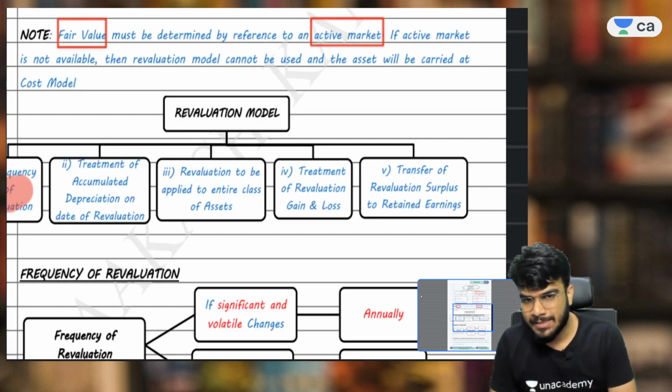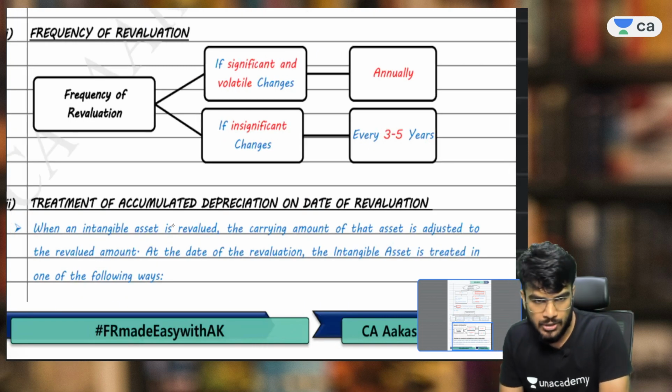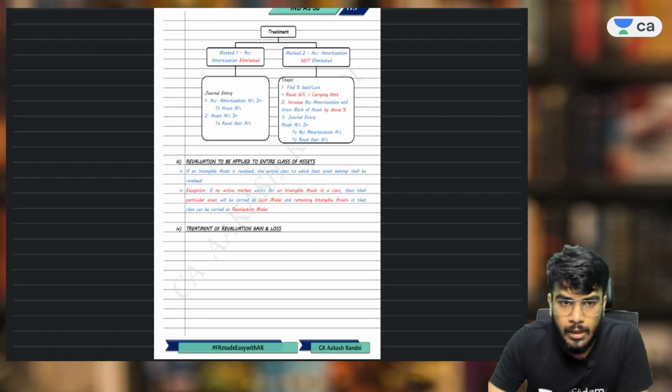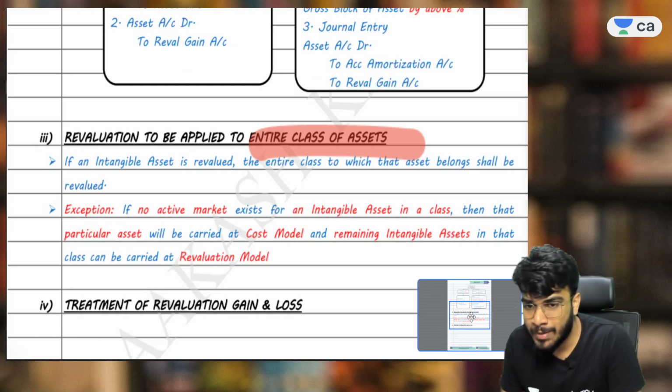Rest all the points are the same. Frequency, treatment of accumulated amortization. Here it should be amortization, right? The next is, it should be applied to the entire class of assets. If you choose any model, it should be applied to the entire class.